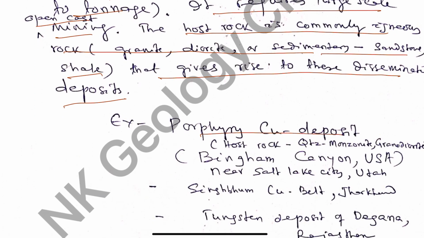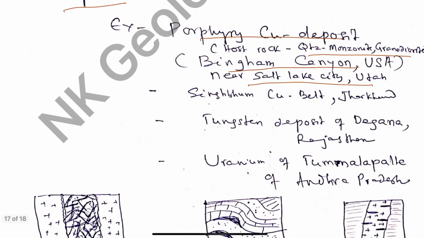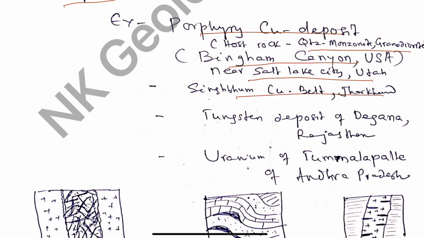Example, porphyry copper deposit. Host rock is quartz monzonite, granodiorite country rock. Example, Bingham Canyon of USA, near Salt Lake City of Utah. Singhbhum Copper Belt, Jharkhand. Tungsten deposit of Degana, Rajasthan. Uranium in Tummalapalle of Andhra Pradesh.